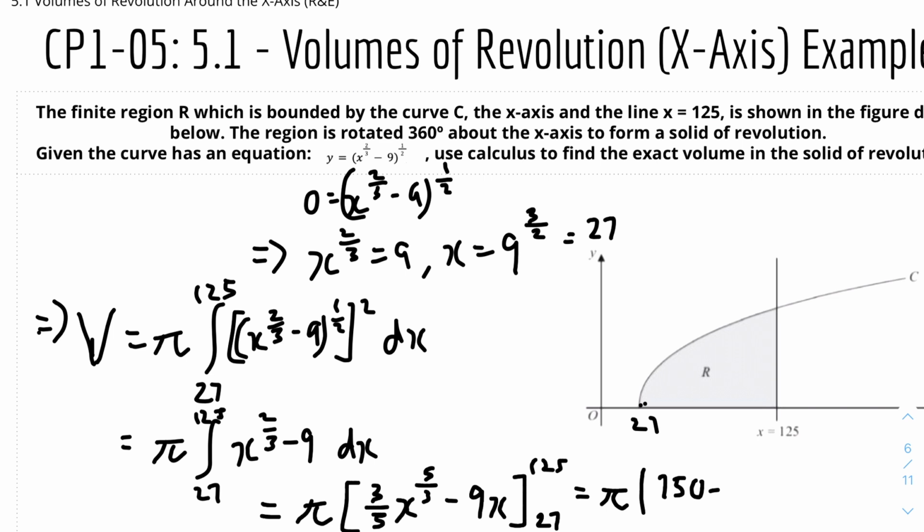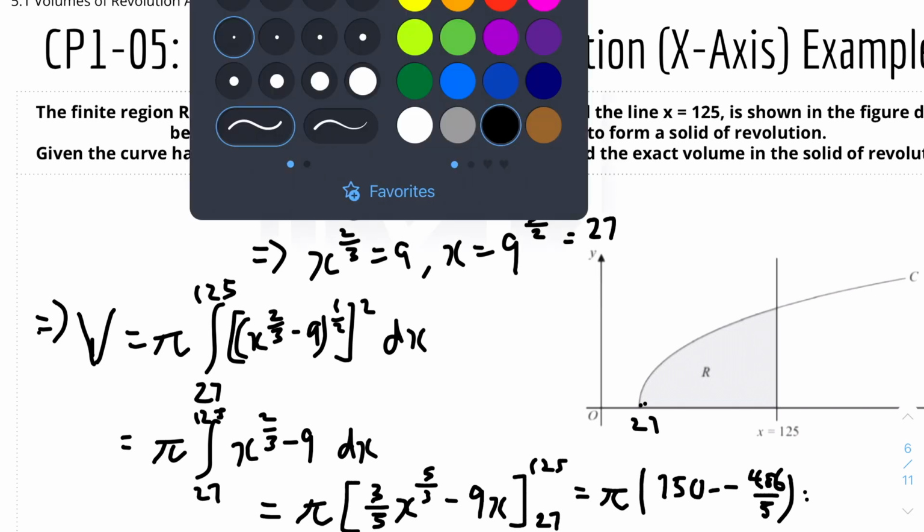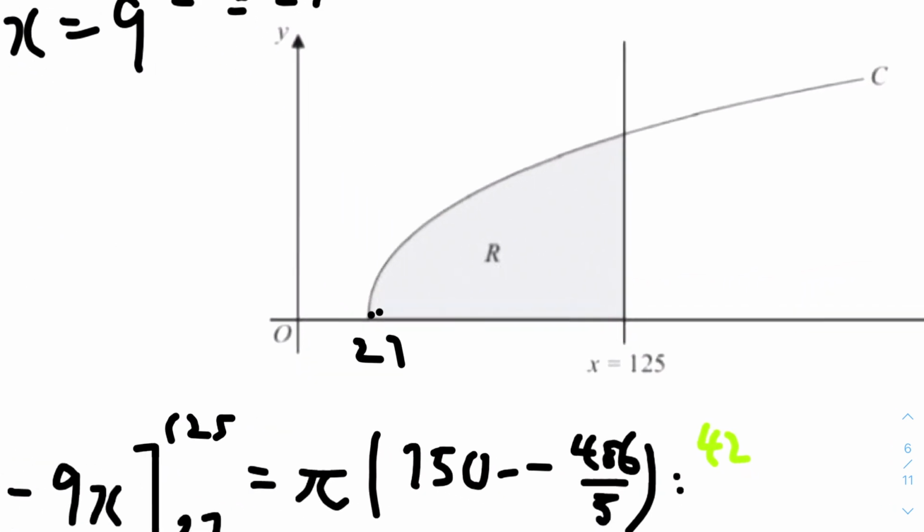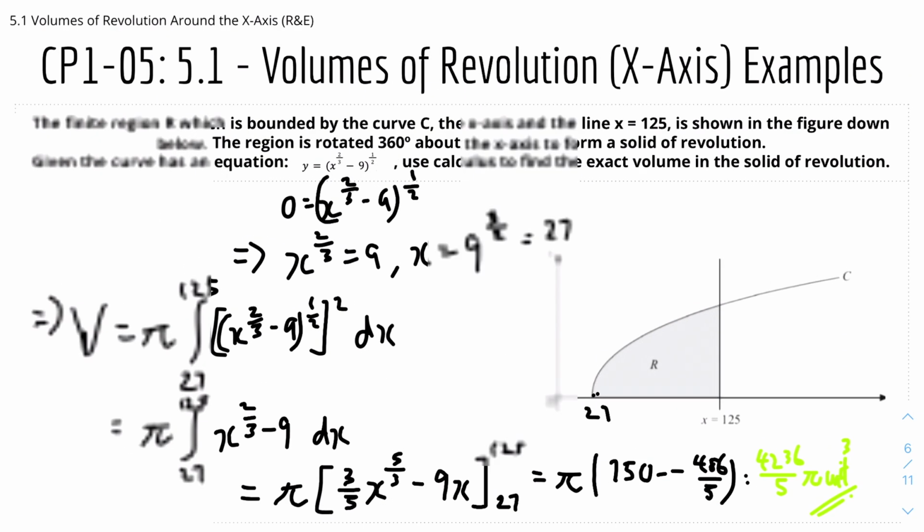minus the lower bound, which is 3 over 5 times 27 to the power of 5 over 3 minus 9 times 27, which is minus 486 over 5. And simplifying that will get us 750 plus 486 over 5 times pi, and that gets us 4236 over 5 times pi, unit cube, and that's the final answer.